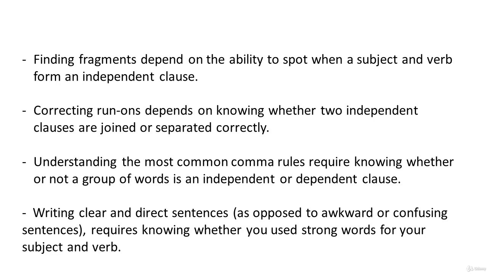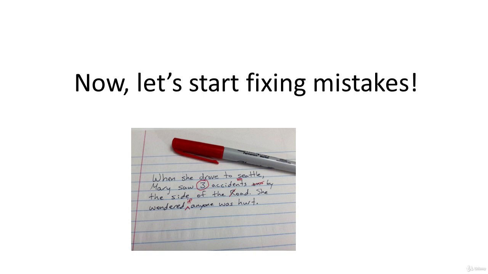A lot of the comma rules refer to independent and dependent clauses. And then just in general, writing clear and direct sentences as opposed to awkward and confusing sentences, it's really important to know, what is my main verb here? What's the action of the sentence and who is doing that action? So that's just a quick review of subjects and verbs, how they form independent clauses, and we'll be referring to that concept as we go through the rest of the lessons. And now, as promised, we will dig in and start fixing common mistakes.